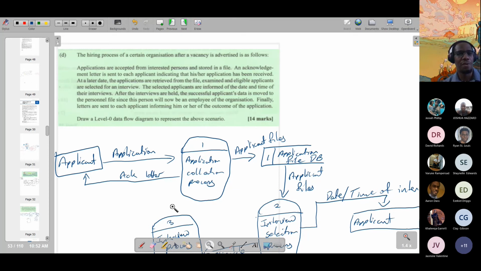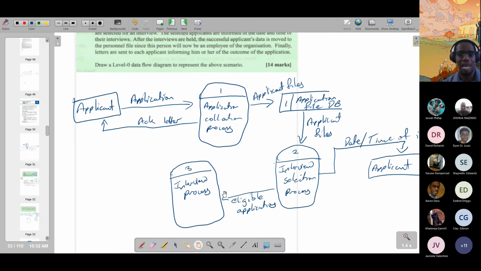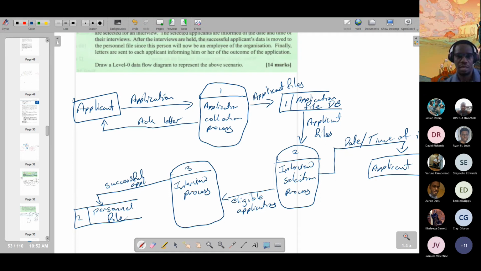So we know that this interview process will generate, based upon the information of the eligible applicants, it will store some information into a personnel file. So this is a second, a personnel file, right? Successful applicants information.